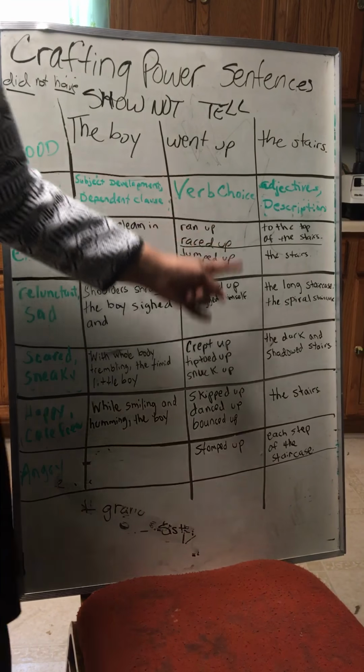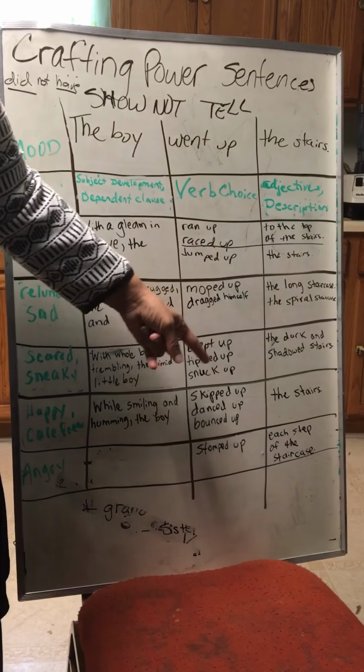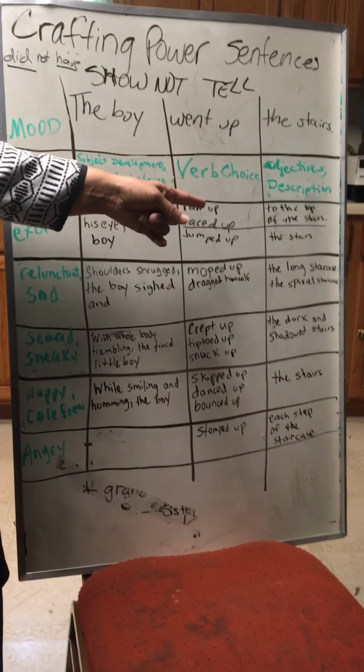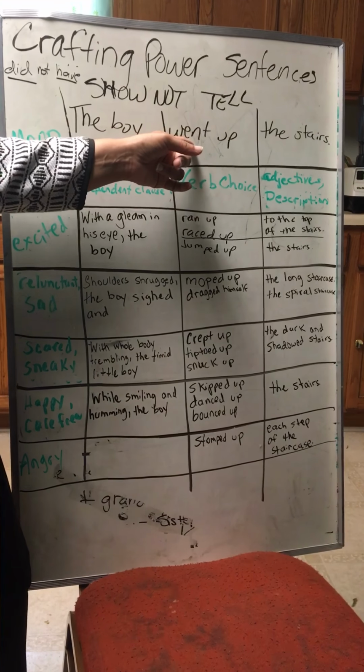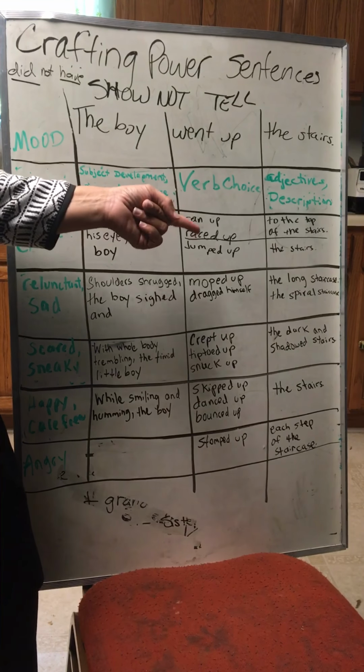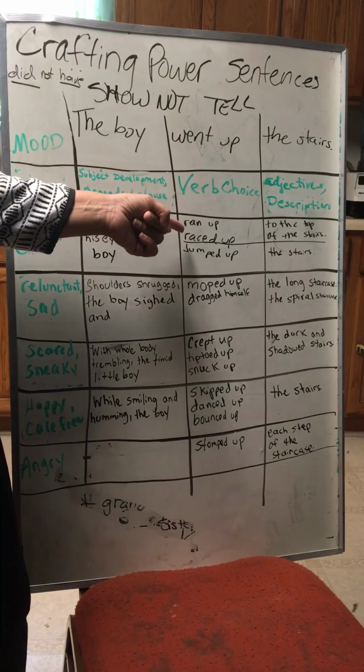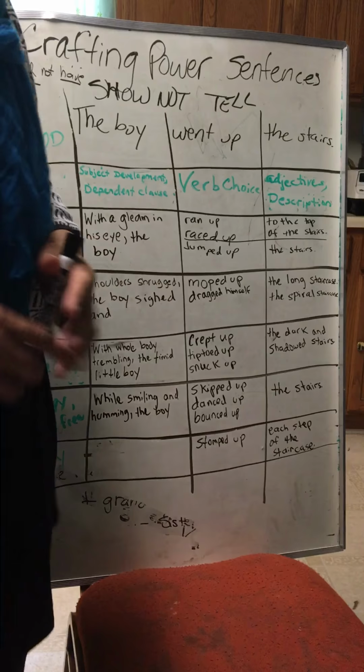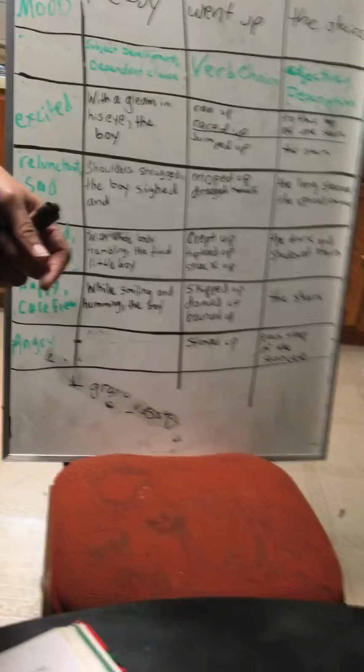We started with the verb first because that's the easiest way to go. And we looked to see how the boy could go up the stairs when he's excited. And the kids came up with ran up, raced up, and jumped up. So those are some of the ways.